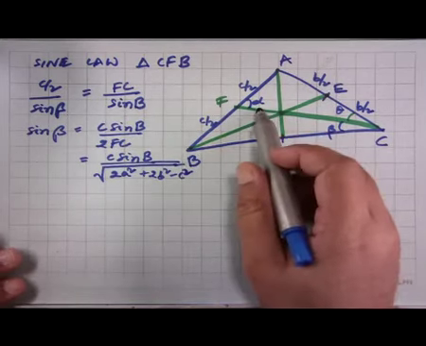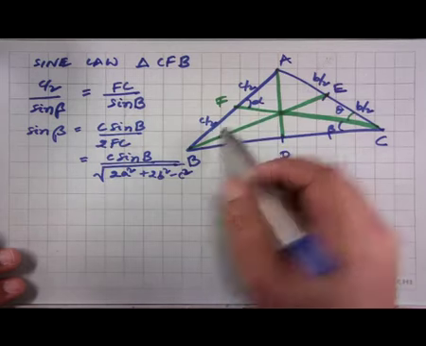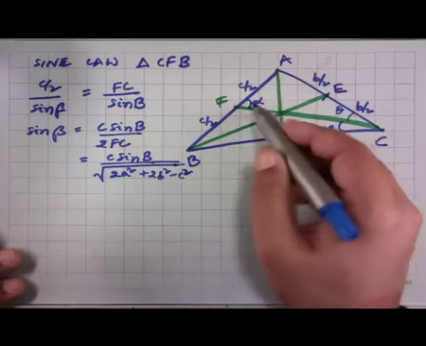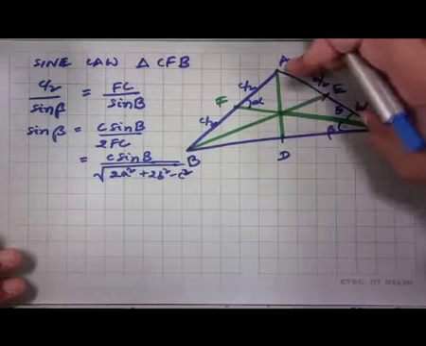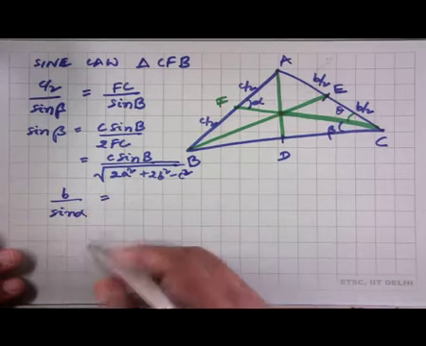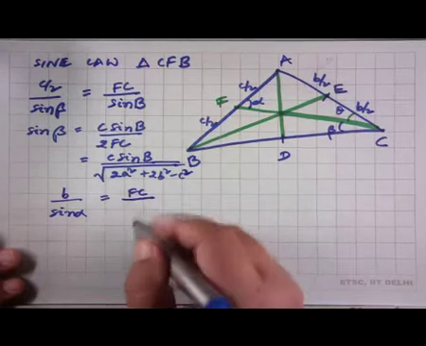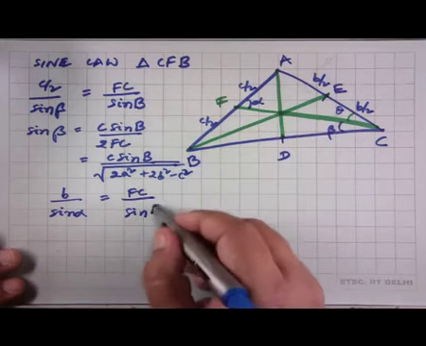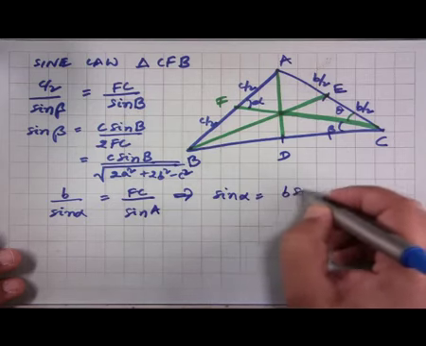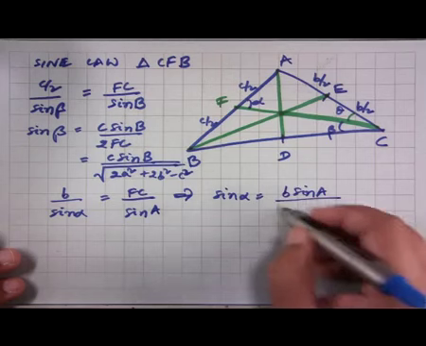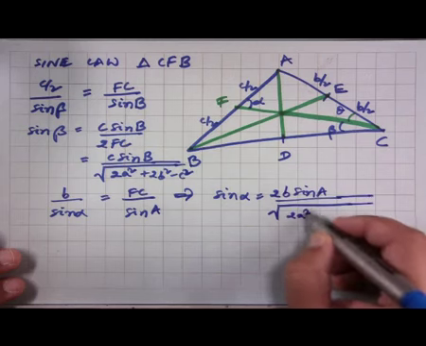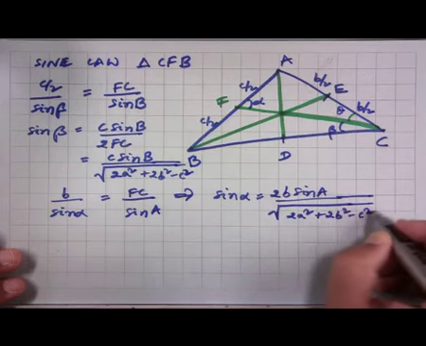So, alpha can also be found by applying the sine law to the triangle AFC itself. So, in triangle AFC we see that B divided by sine alpha is equal to FC over sine of A, and therefore, sine alpha is equal to B sine A over FC, which becomes equal to B sine A over square root of 2A square plus 2B square minus C square.